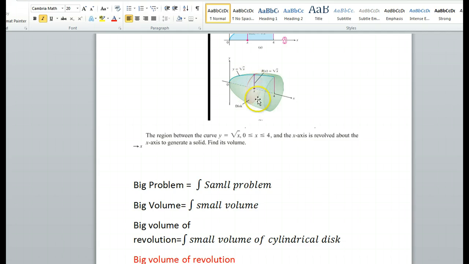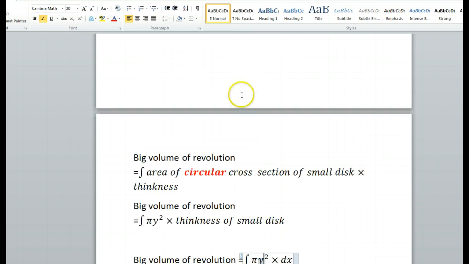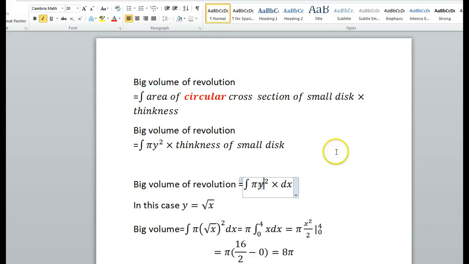But what if it's a pyramid, when the cross-sectional area is not circular? Then you have to look at the cross-sectional area as a square, then it will be the area of that square times again delta x, and then again you integrate that. Okay, but for circular ones it's just pi y squared dx.